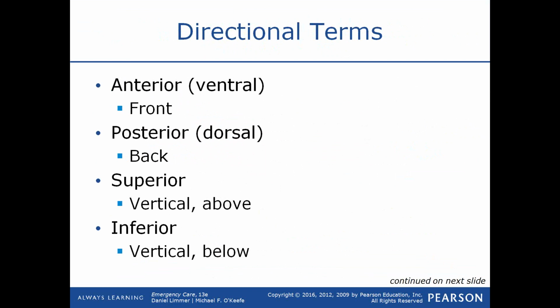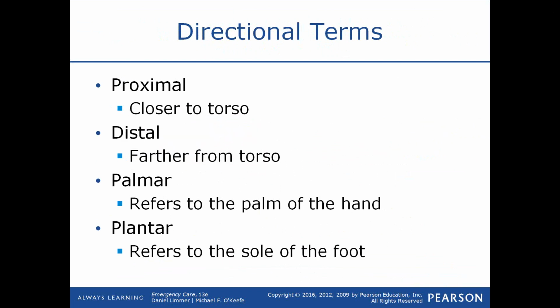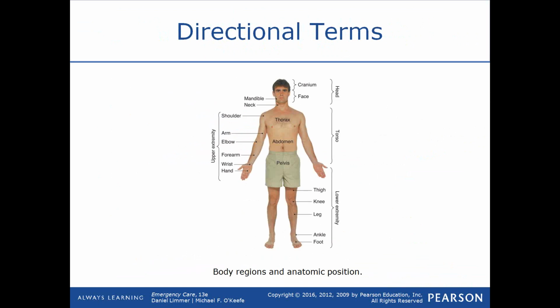Posterior is the back, also known as dorsal. Superior is above, towards the head. Inferior is below, towards the feet. Proximal is closer to the torso. Distal is farther away from the torso. Palmar refers to the palm of the hand, and plantar refers to the sole of the foot. Plantar fasciitis, an inflammation of the fascia of the plantar muscle in the foot.